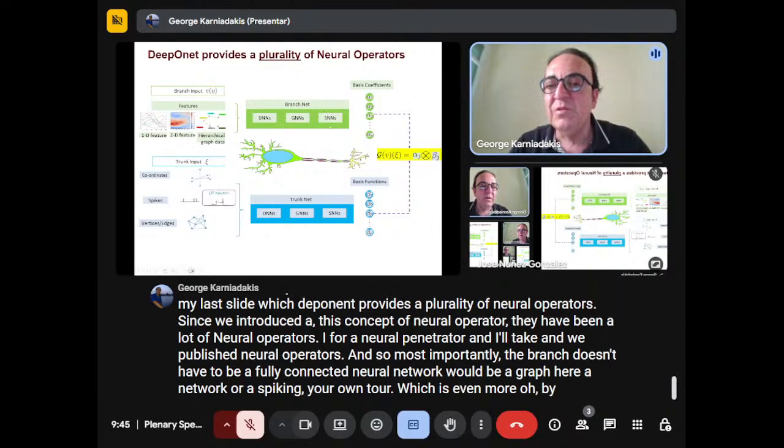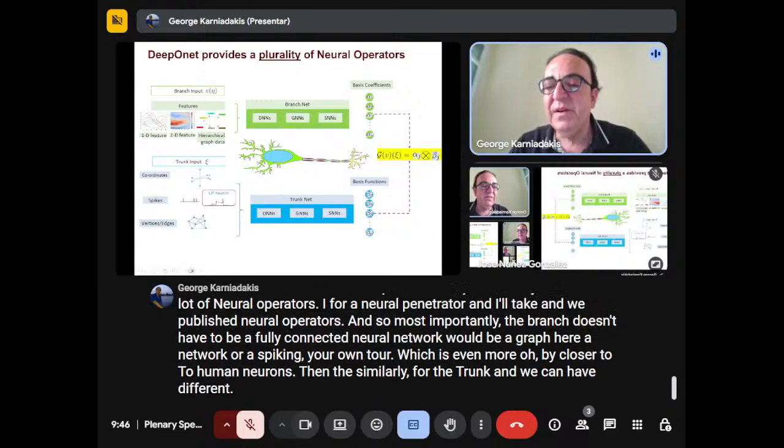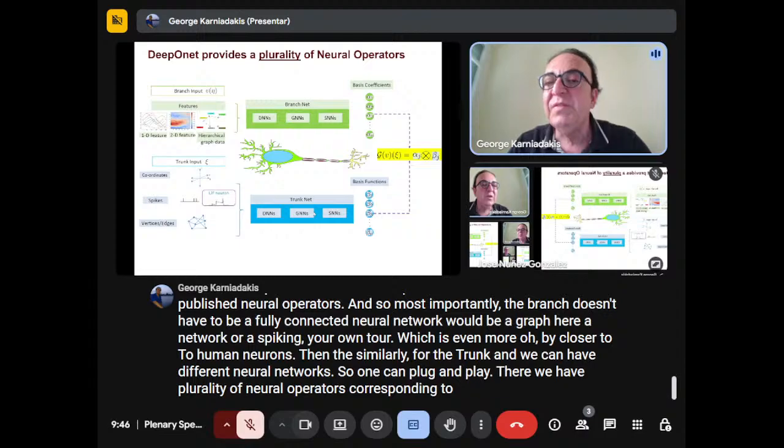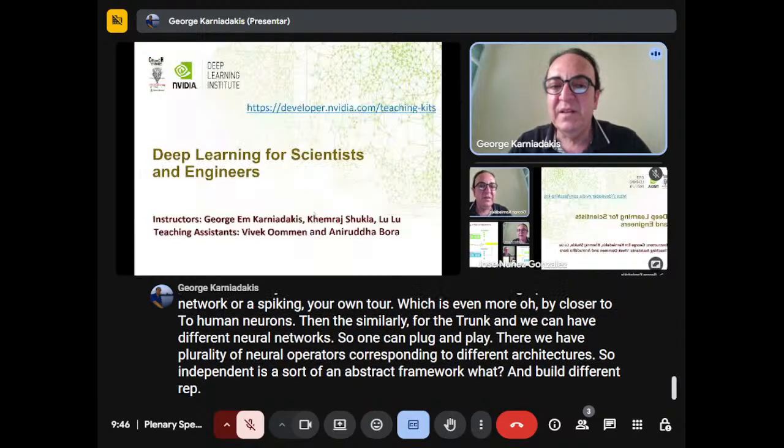closer to human neurons. Then similarly, for the trunk, we can have different neural networks. So one can plug and play. Therefore, we have a plurality of neural operators corresponding to different architectures. So a DeepONet is a sort of an abstract framework. One can build different representations.